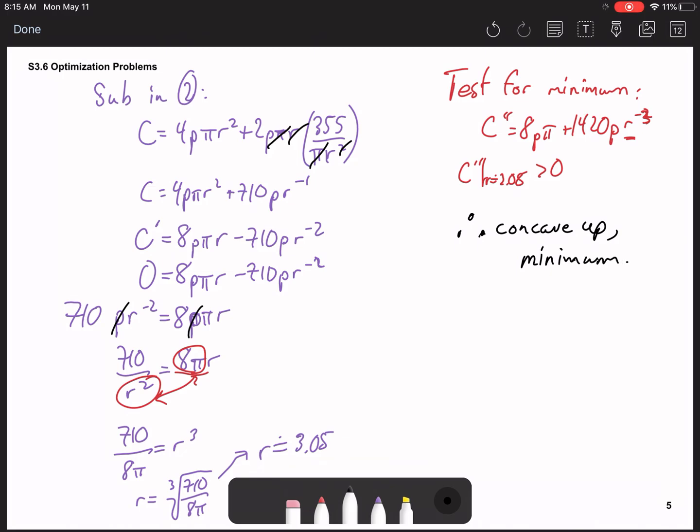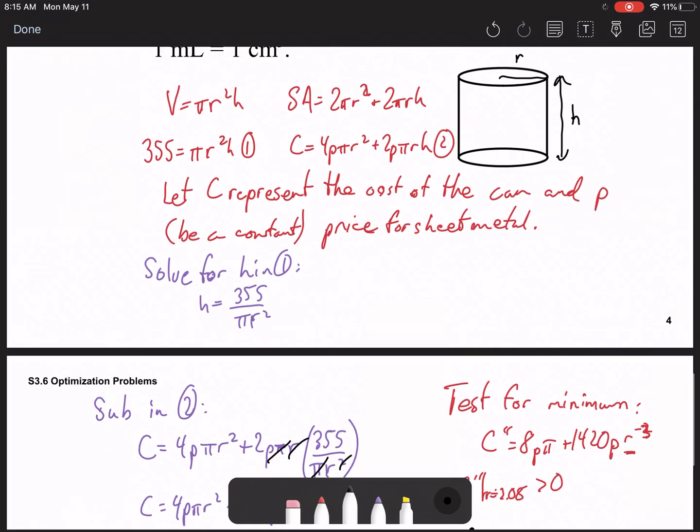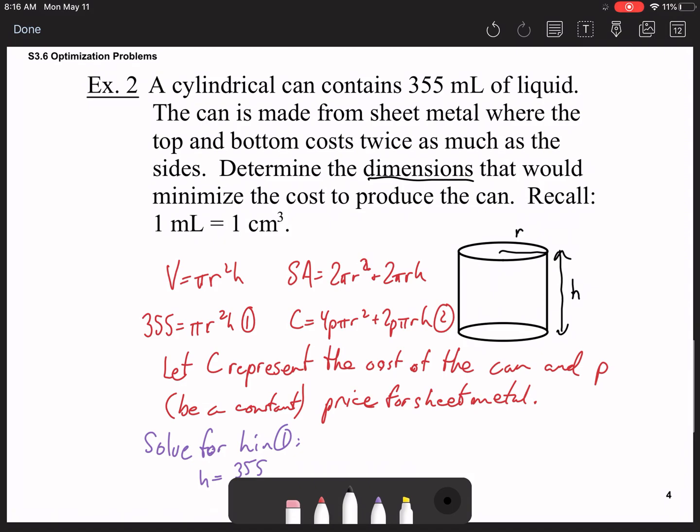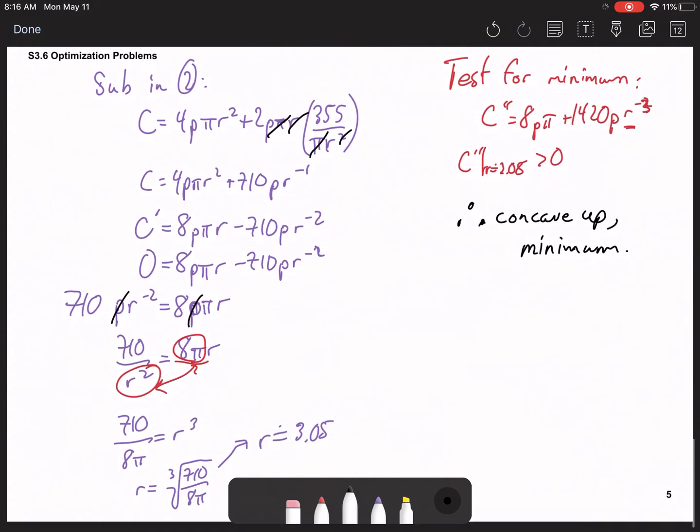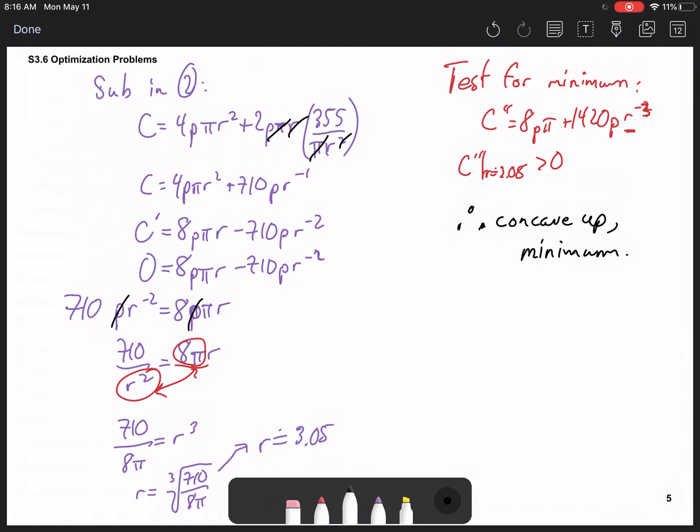And there we go. We know we've got a minimum. So we need to find the dimensions of this. I need to find my height. So I substitute back in to h, 355 over pi times the 3.05 squared, and I get a height of approximately 12.18.